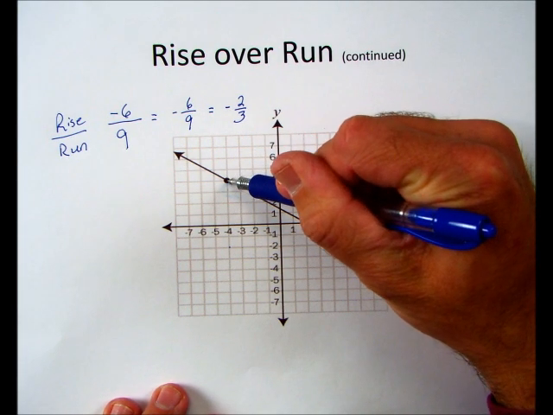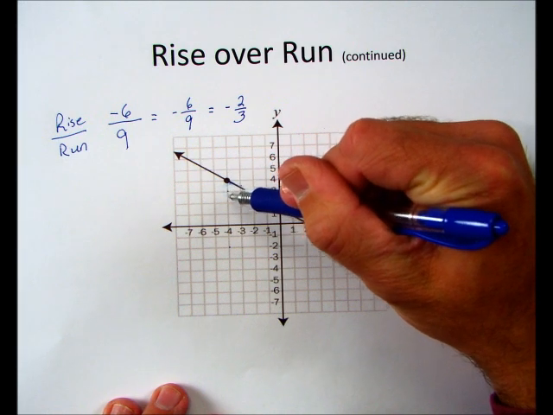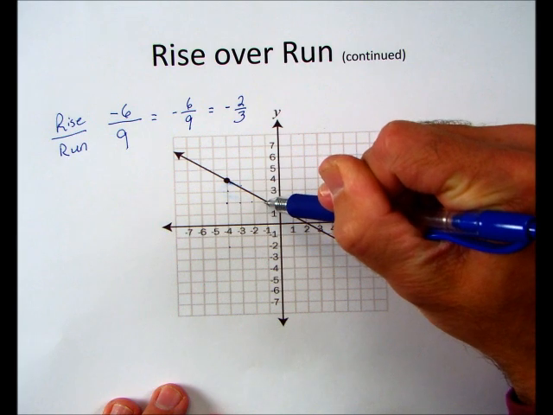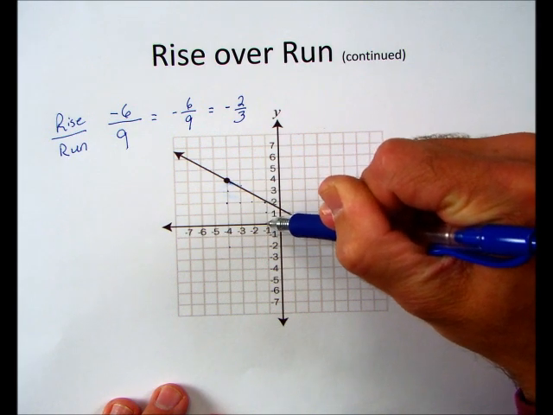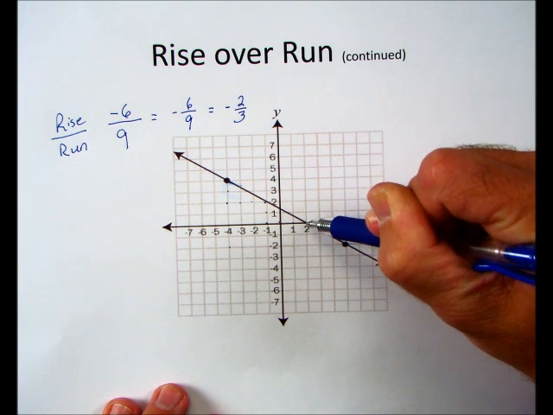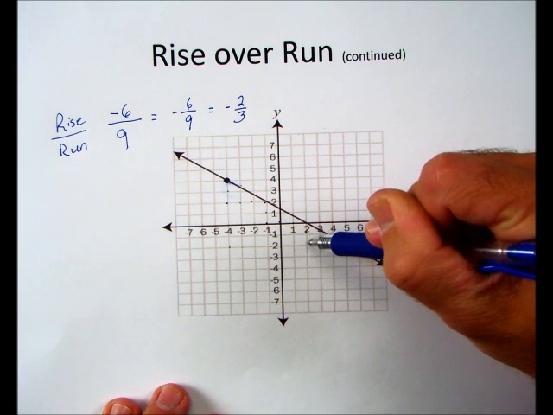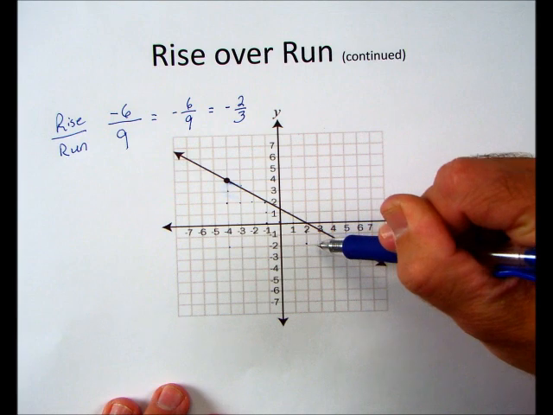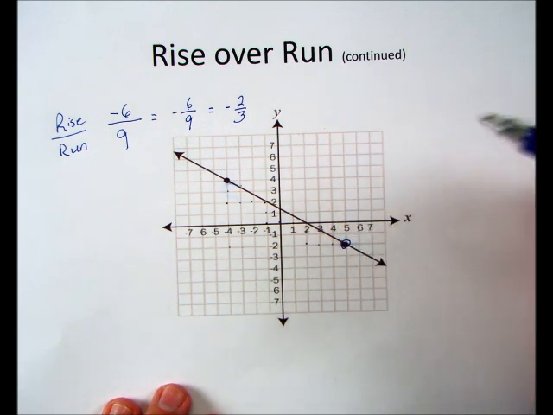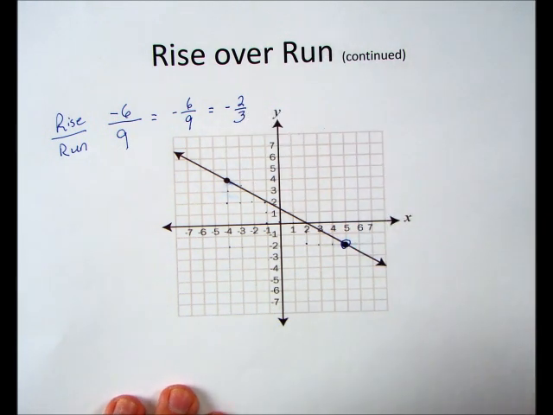So let's try that. Go down 2, 1, 2, over 3, 1, 2, 3. Down 2, over 3. Down 2, over 3. And so, yes indeed, that got us to our destination, negative 2/3 slope.